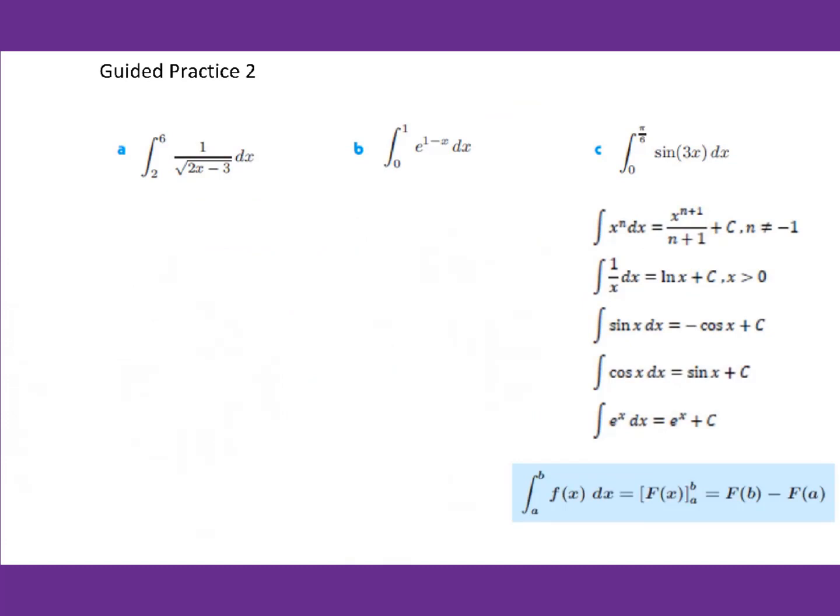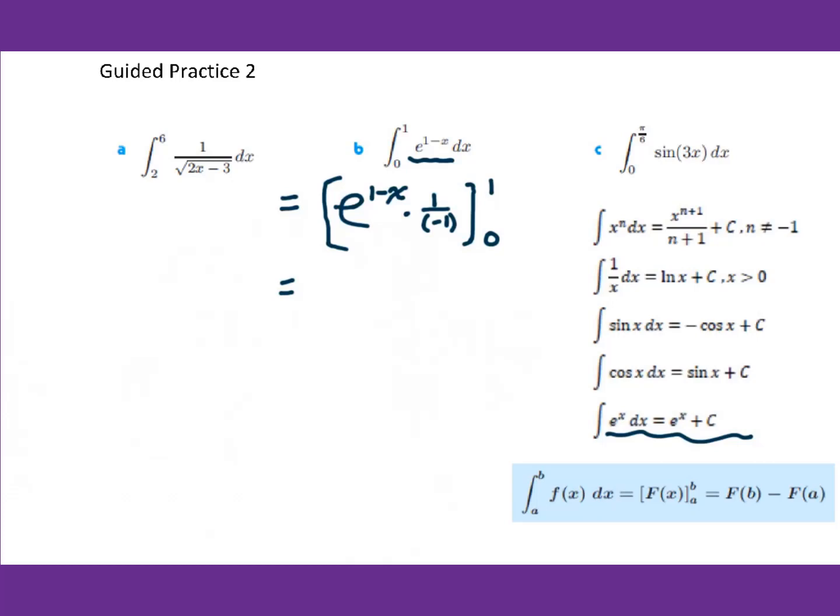Now let's go to B. For definite integral of e to the 1 minus x power from 0 to 1, you will get e to the 1 minus x power according to this formula. Don't forget to multiply by 1 over a, that is 1 over -1. Then from 0 to 1.